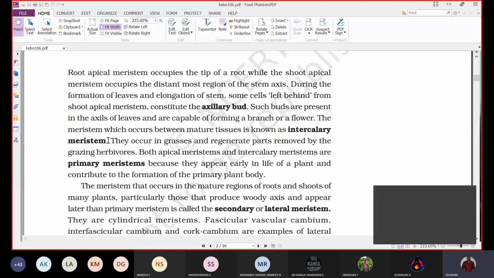That means the meristem which occurs in between the mature tissues, we are calling the intercalary meristem, and this occurs usually at the nodes, which is responsible for the formation of leaves, or for the formation of axillary buds in the axil of the leaf, and helps in the elongation of the stem.